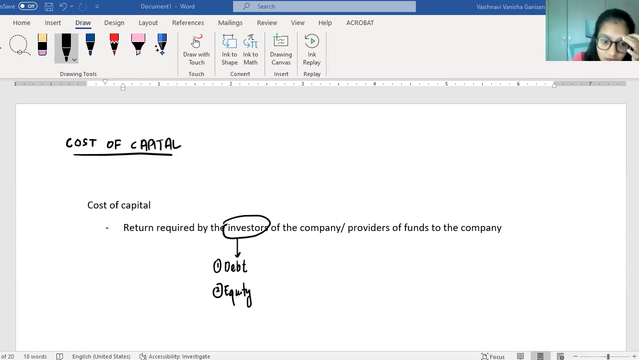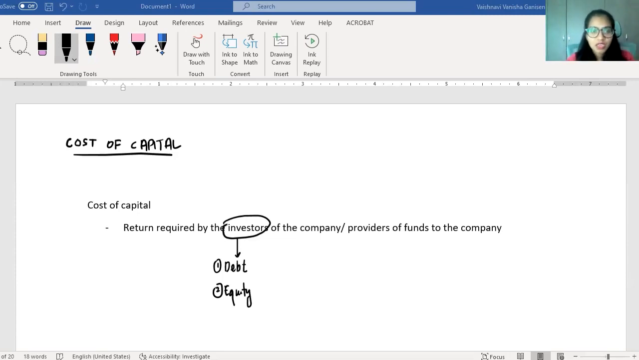Now, the next one: each form of capital has its own cost. Example, cost of equity has its own cost. It's called cost of ordinary shares, or cost of equity. Cost of debt can be divided into cost of bank loan, cost of bonds, cost of convertible bonds, cost of preference shares, and so on. So you must remember that the company needs to make enough returns from their investment so that they can pay all these individual providers of finance.